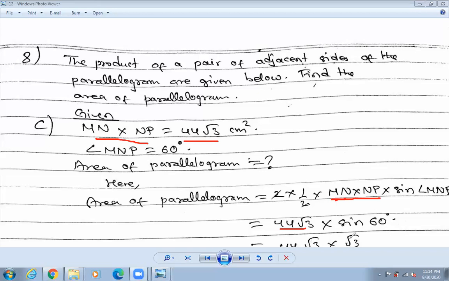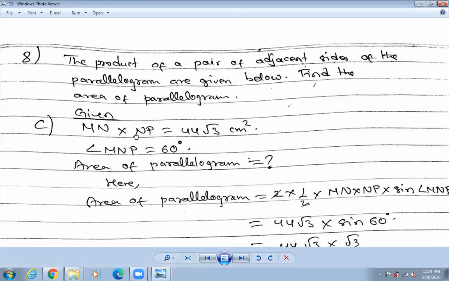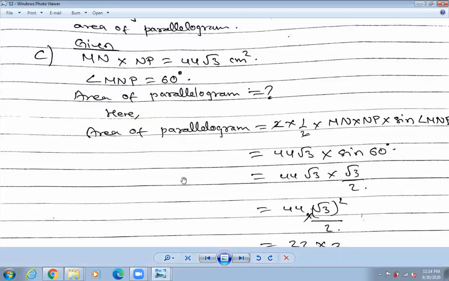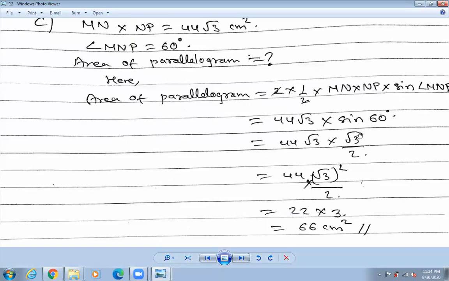So 44 root 3 into sine 60 means how much? It is root 3 by 2. Let me clear this first. So 44 root 3 into root 3 by 2. So root 3 into root 3, it becomes root 3 square.